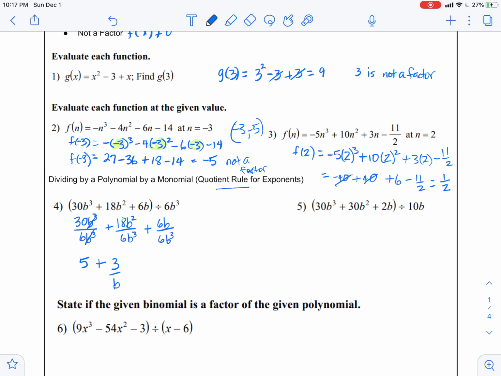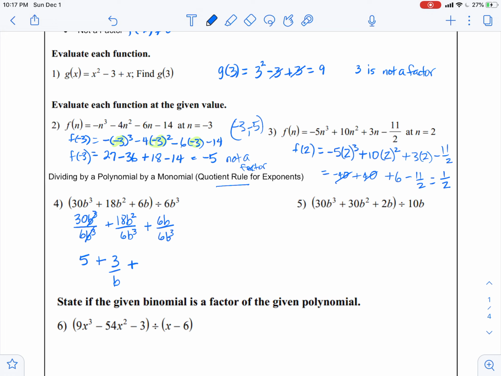And again, one of the ways I like thinking of this is I have 2 on the top, I have 3 on the bottom. That means that I have 1 extra on the bottom. Okay, that's my way of thinking of it. And then here, 6 divided by 6 is 1. And b, 1 over b cubed, again, I have 2 extra b's on the bottom, okay? And that would be my answer, okay? So if it's divided by a monomial, that I feel is the easiest way.